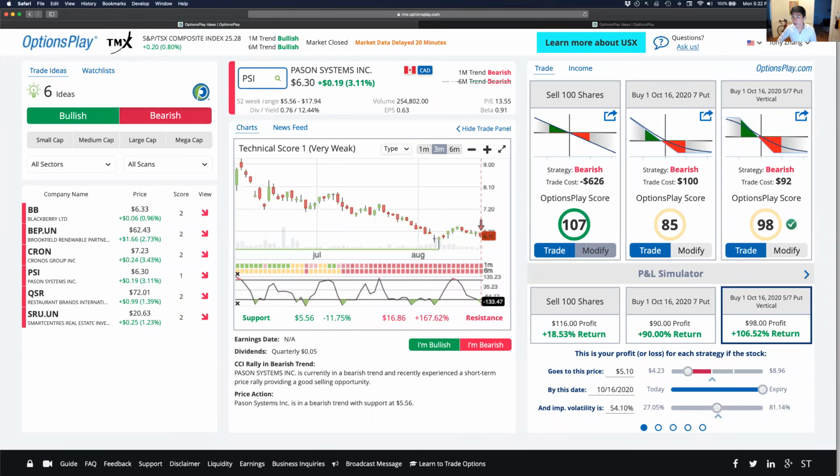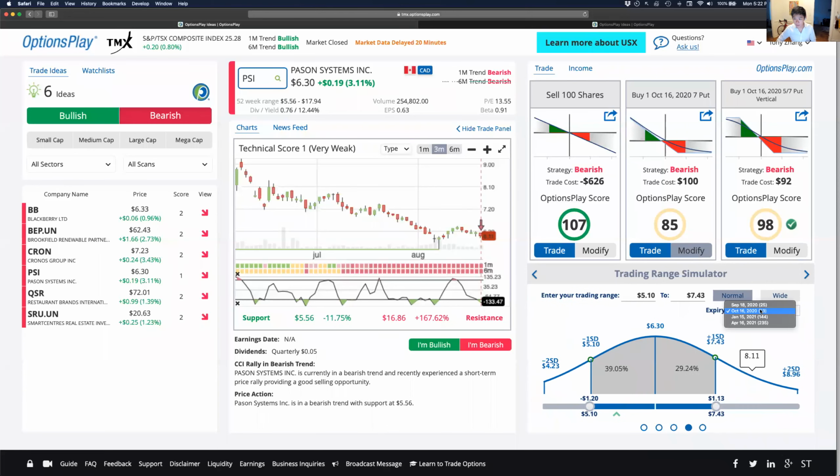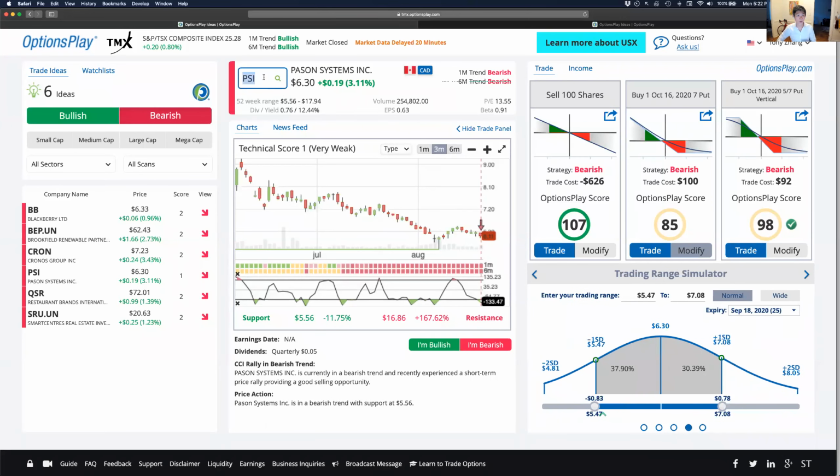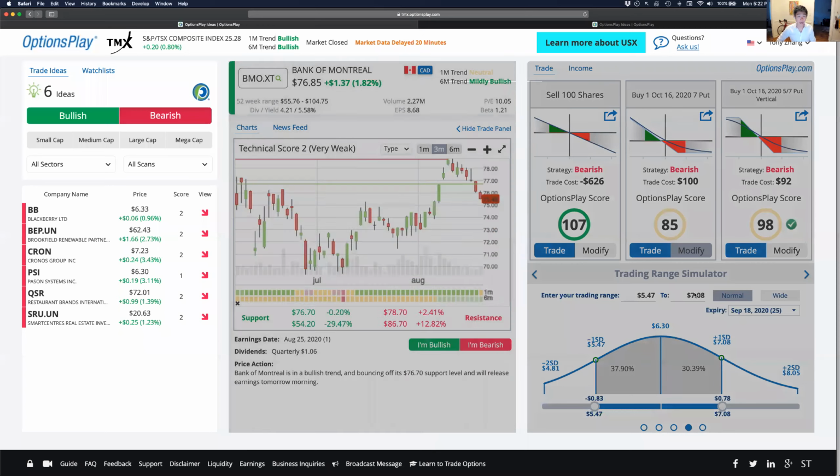Can you use it when buying weeklies? Example, 3 days before expiration. You can use it for any expiration. So like I said, you can choose any expiration date. So if you want to choose for BMO, the one that expires in 4 days, you can.